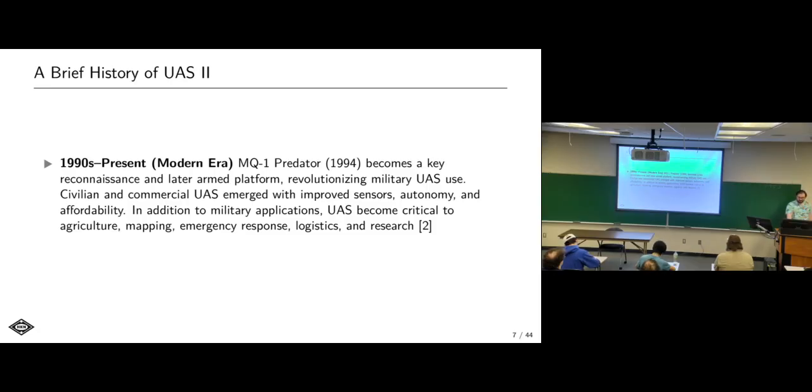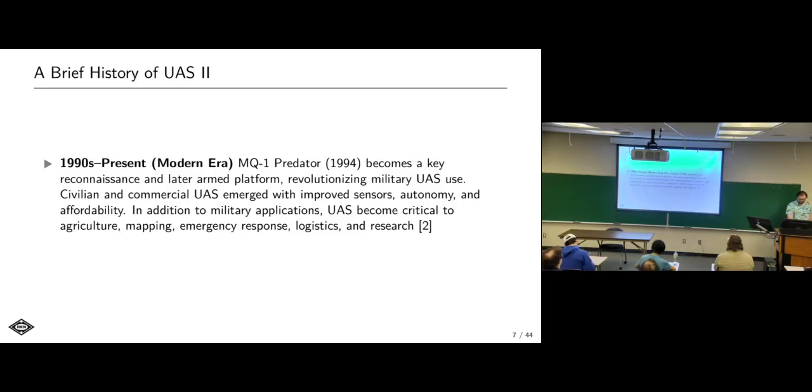You also saw civilian and commercial UAS really emerging, because sensors, autonomy, and affordability made it possible to make $9 quadcopters you can sell on Amazon or buy at Target, that type of thing. And because of that, in addition to military applications, they became critical to agricultural mapping, emergency response, logistics, and research.